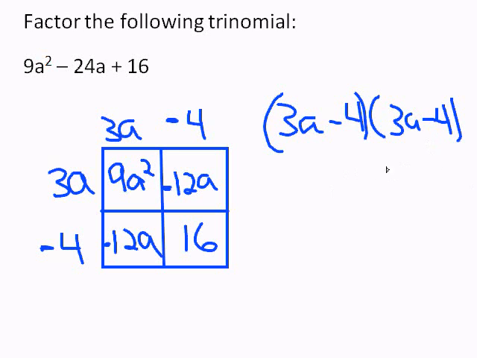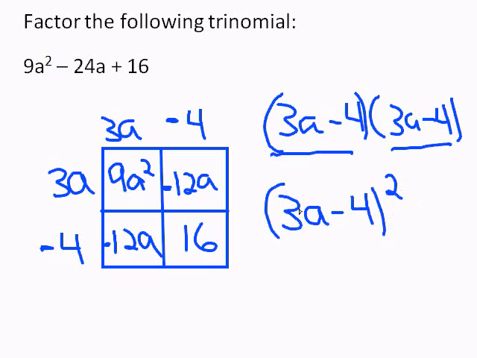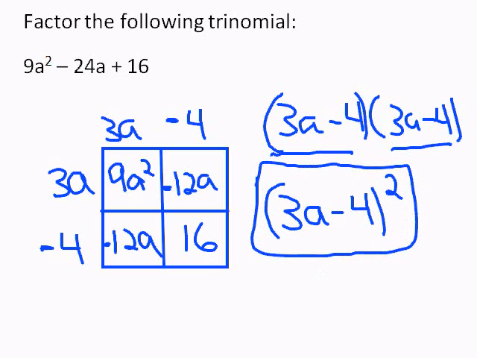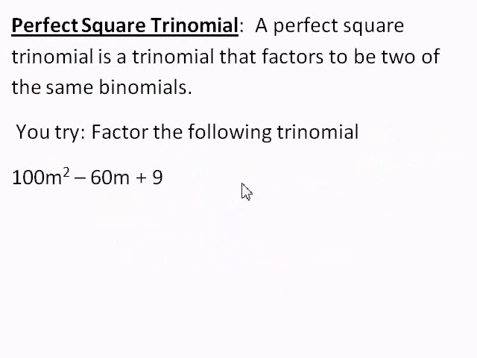One last note on this type of problem. If you have two of the same factor, 3a minus 4, 3a minus 4, we can write that as 3a minus 4 quantity squared. And actually that's how you'll see it written most of the time. So the definition of a perfect square trinomial is a trinomial that factors to be two of the same binomial, such as in the previous example.